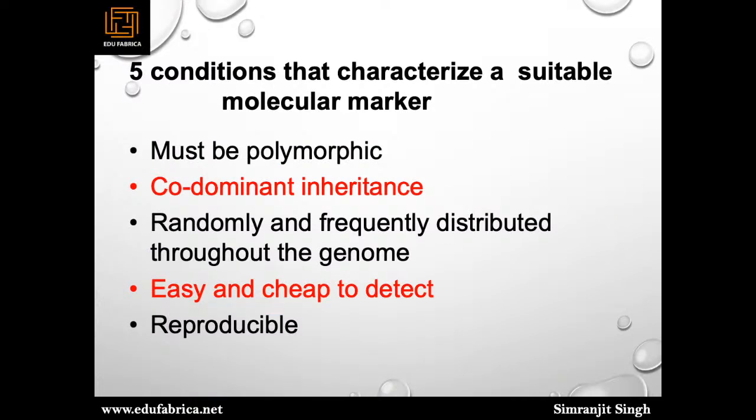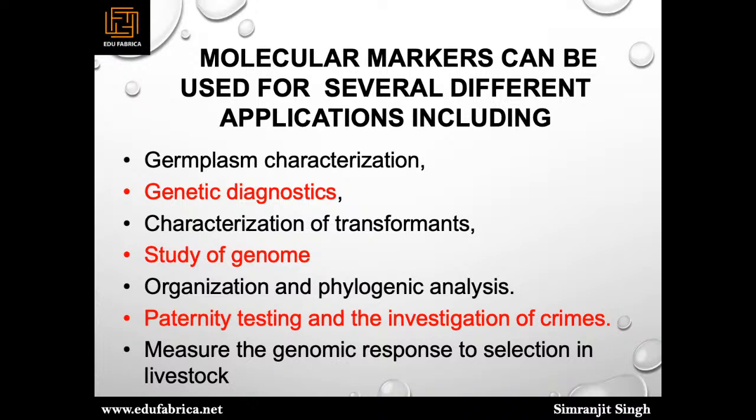The conditions that need to be met in these molecular markers are that they should be polymorphic and codominantly inherited. Beyond that, they should be quite easy to use and cheap to detect. Data should be reproducible, and markers randomly and frequently distributed throughout the genome. Molecular markers can be used for several different applications, including germplasm characterization, genetic diagnostics, characterization of transformants, study of genome organization and phylogenetic analysis, paternity testing, and investigation of crimes, which measures the genomic response to selection in livestock.